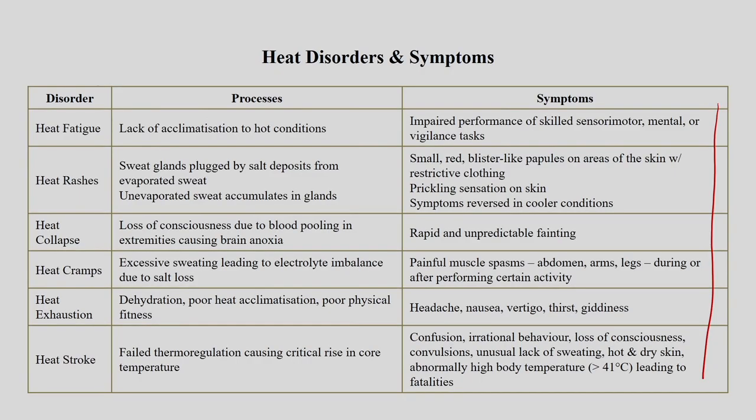The highest is heat stroke, which is the maximum possible disorder due to high heat. It may cause confusion and irrational behavior, so you will not be able to behave properly. You may lose consciousness, and there is an unusual lack of sweating, with hot and dry skin. All these symptoms will occur. What is the process? It actually fails the thermoregulation process of your body. The hypothalamus, which is involved in the thermal regulation of your body, because we are mammals, will fail. Due to that, heat stroke will occur, and this is the maximum possible condition due to high heat.